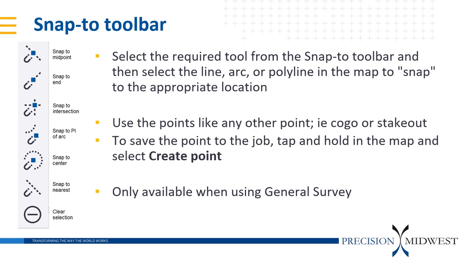Use the points like any other point, COGO or stakeout. To save the point to the job, just tap and hold on the map and you'll see create point, and you will see the northing and easting show up. This is only when using general survey.